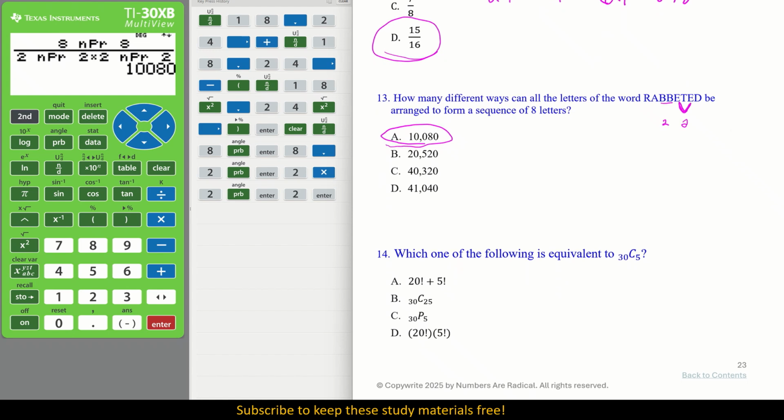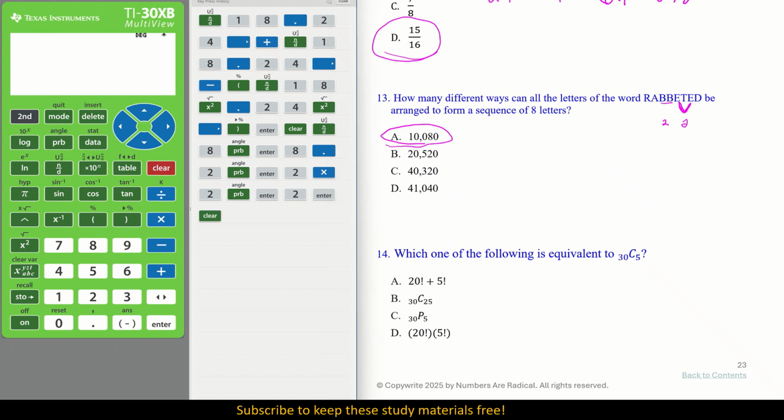Okay, now 14 is more of a properties. Do you know this simple property? Now you could test each one of these. Sure, let me clear this.